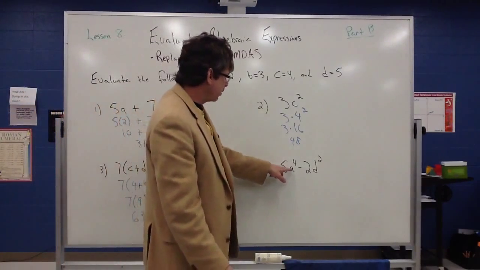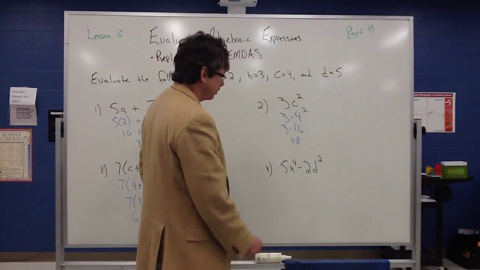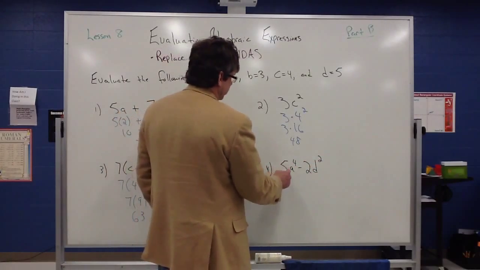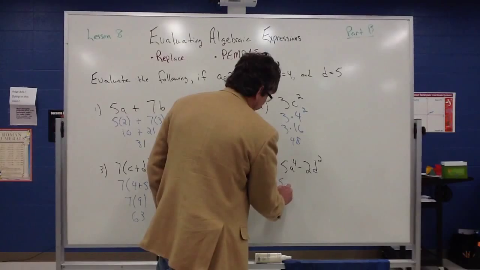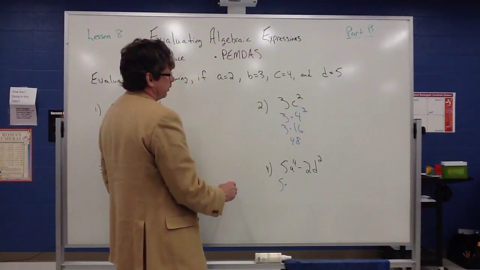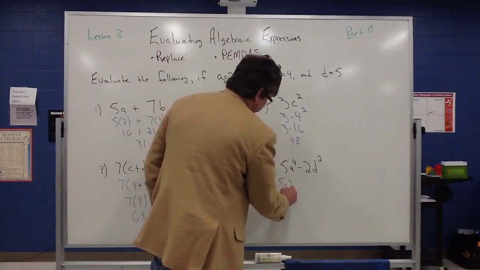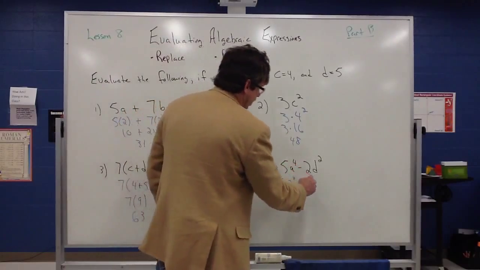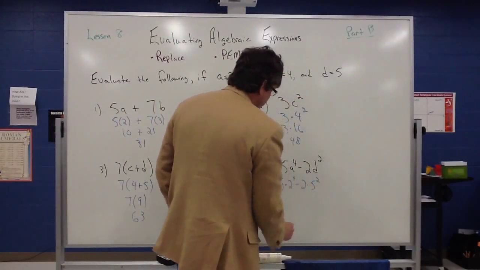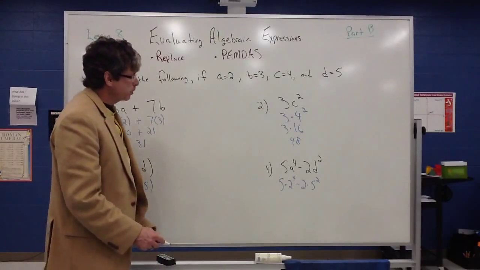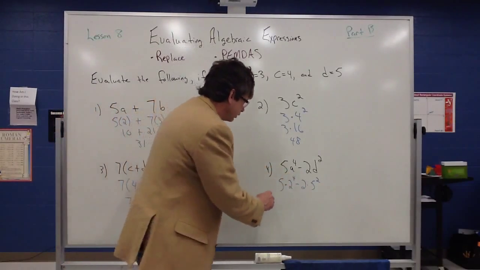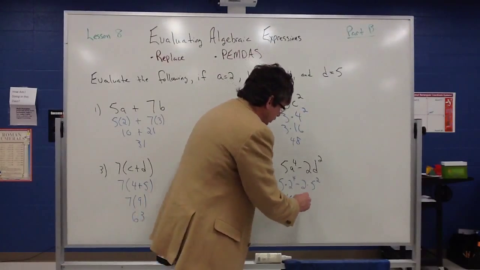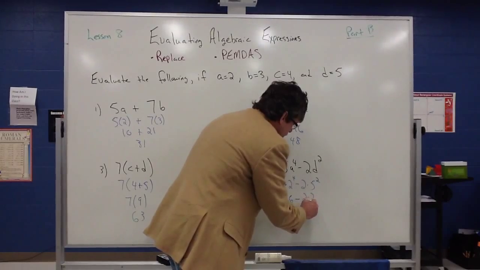In this expression we have 5 times a to the 4th minus 2d to the 2nd power. So 5a to the 4th minus 2d squared. Again I have 5 times, and I'm going to use the dot for multiplication here. A is 2, so it's 2 to the 4th power, minus 2 times d squared, and d was 5, so it's 5 squared. Again, in our order of operations, we evaluate the exponents first. So it changes to 5 times 16, minus 2 times 5 squared, which is 25.